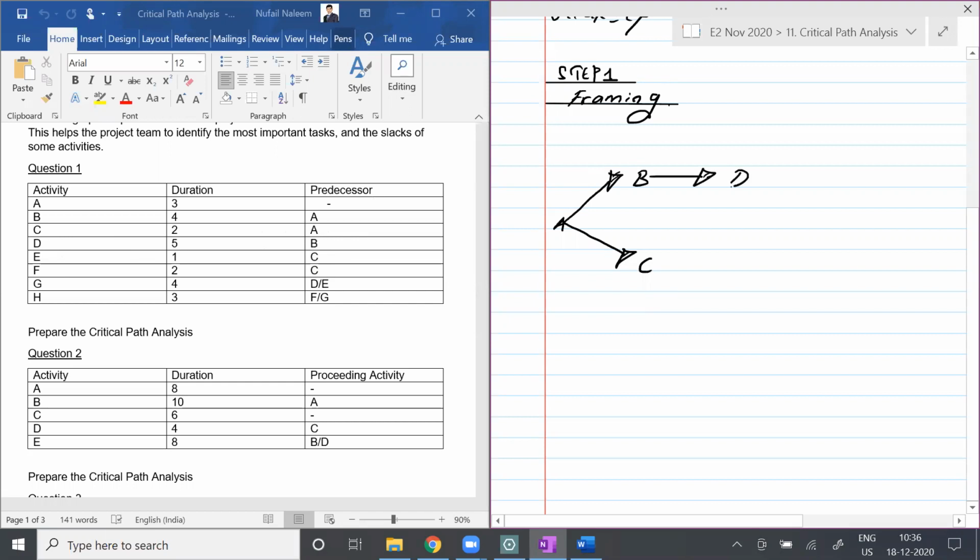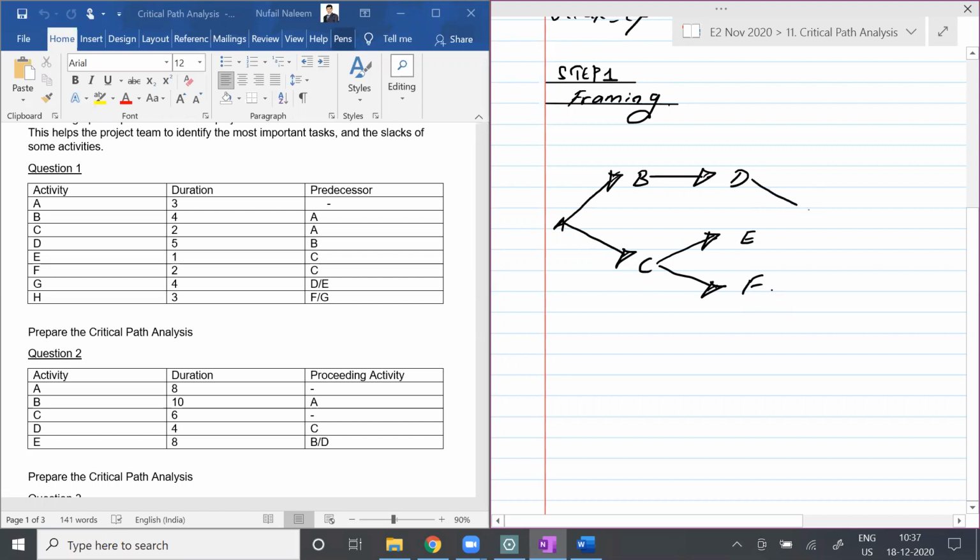If B is over, you can start doing what? D. And if C is over, Malik, you will be eligible to do two activities. One activity is what, Malik? E. And the other activity is F. Is that fine, Malik? Yes or no? Yes.